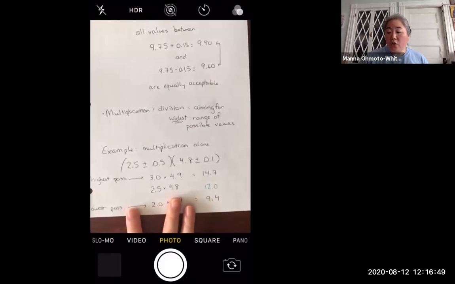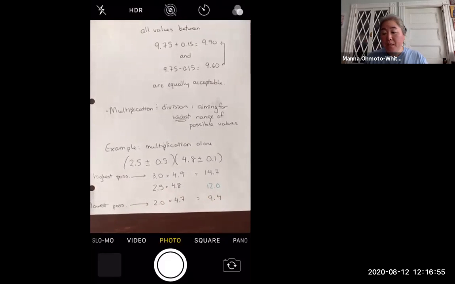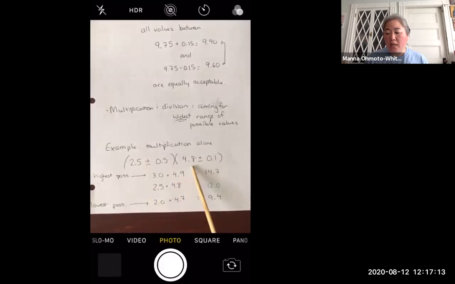For multiplication and division, we're aiming for the widest possible range of values. That's what our uncertainty tells us. For multiplication alone, I would multiply my values 2.5 times 4.8, and that gives me 12. Then my highest possible value will be my highest possible values multiplied. So 3.0 is 2.5 plus its uncertainty, and 4.9 is 4.8 plus 0.1. That gives me 14.7. Similarly, my lowest possible value would be my lowest possible numbers multiplied. So 2.0 times 4.7, that's 4.8 minus 0.1, is 9.4.